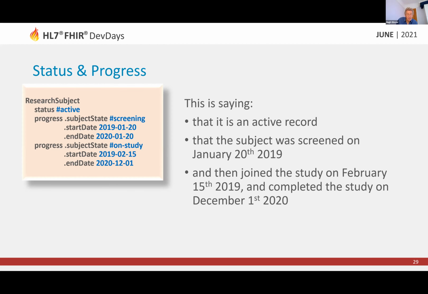They went on to the study at that point. So from the 15th of February 2019 to the 1st of December 2020, they were actually on the study. So this is giving you a quick snapshot of what happened to that subject as they went through that trial.